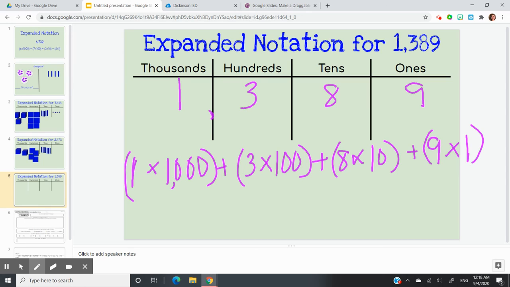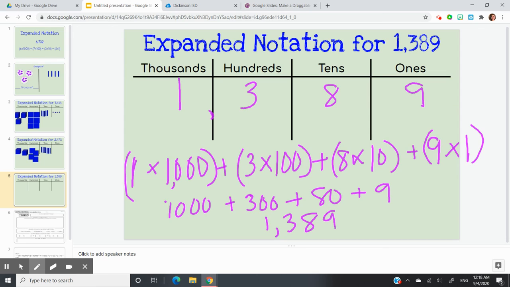To take it a step further, friends, that means I have 1,000, 3 times 100 is 300, 8 times 10, which is 8 groups of 10, is 80, 9 groups of 1 is 9, so I have the number 1,389.